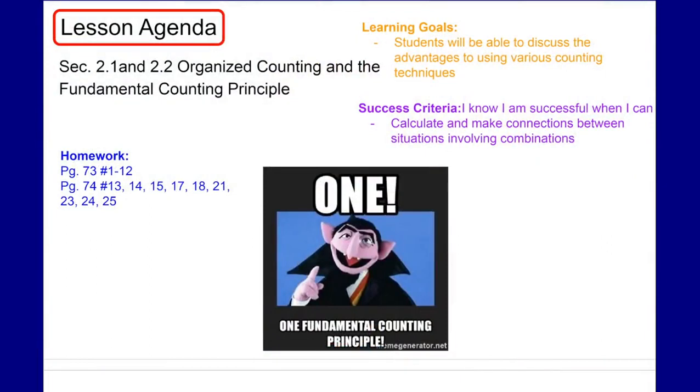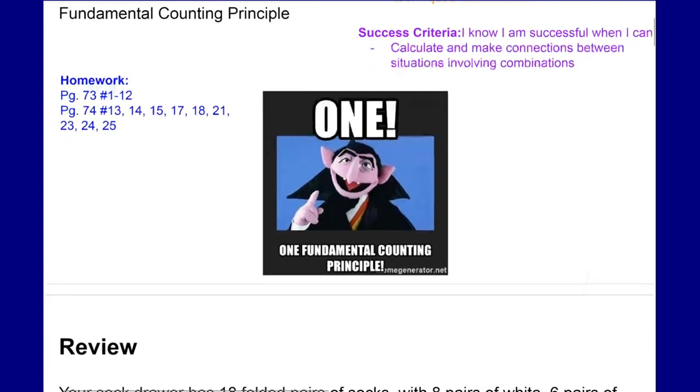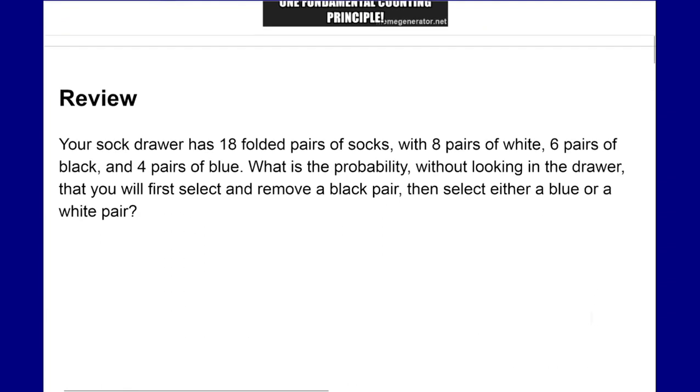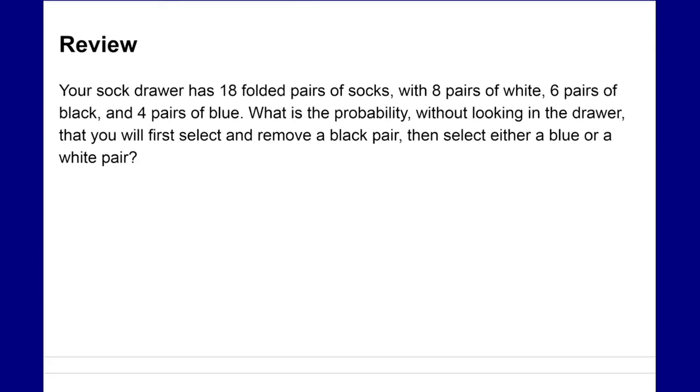In today's lesson, we are going to be looking at organized counting and the fundamental counting principle. This is going to build off of what we've looked at in the last unit in terms of probabilities, but we're going to be looking at more specific scenarios that have unique characteristics. Before we get into that, let's review what we've learned already.